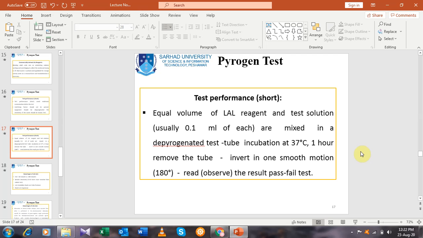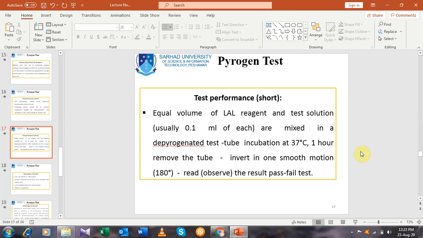And then we will invert it in one smooth motion, completely 180 degrees. At 180 degrees we will invert it, and that particular depyrogenated test tube will be inverted at 180 degrees once in a smooth motion, and then we will read or observe the result, whether it passes or fails the test.